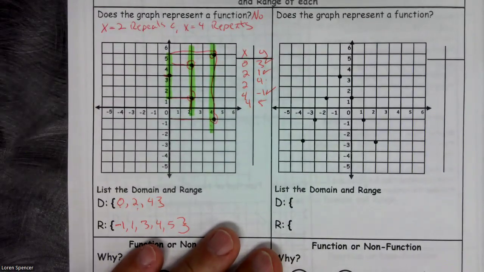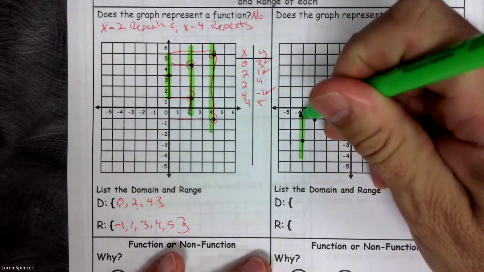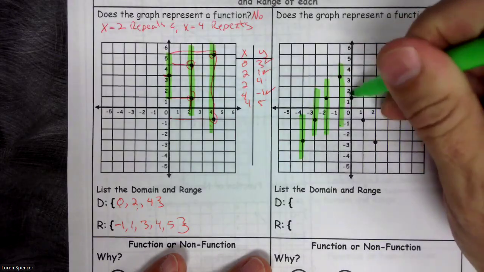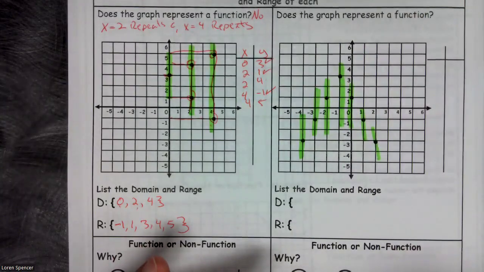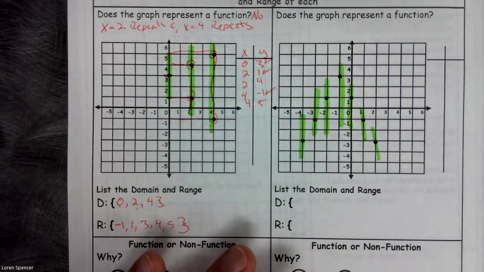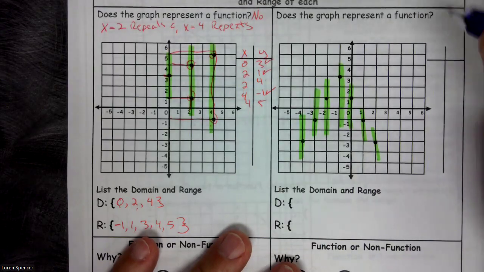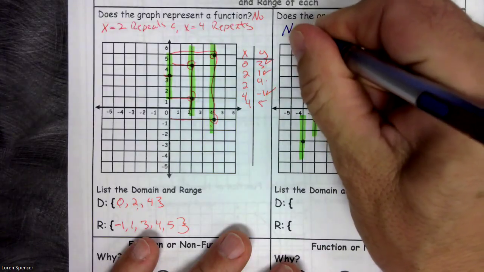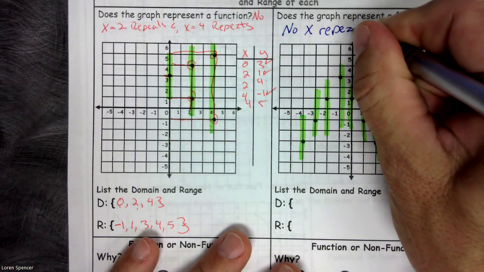All right. Does the graph represent a function? Well, once again, I'm only hitting one point. Vertical line test. Everywhere I draw, I'm only hitting one point. So yes, this is a function. Why? Because no x repeats. So the answer is, does the graph represent a function? Yes. Why? No x repeats.